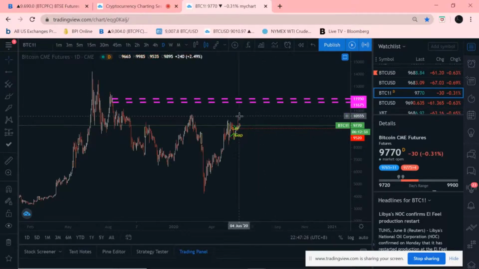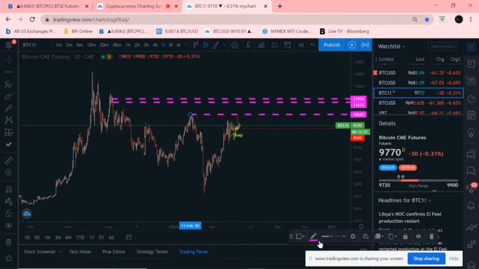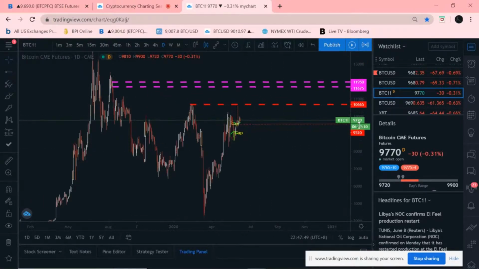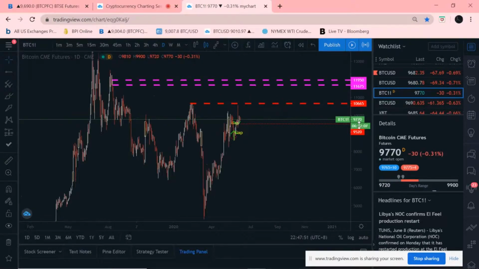So for now, the key level is that it needs to break the 10,500 here, because this is a double top. Now it's trying to retest it again. Let's see if this time it will break out. I think that's the most important thing we need to look at for BTC. So what else?